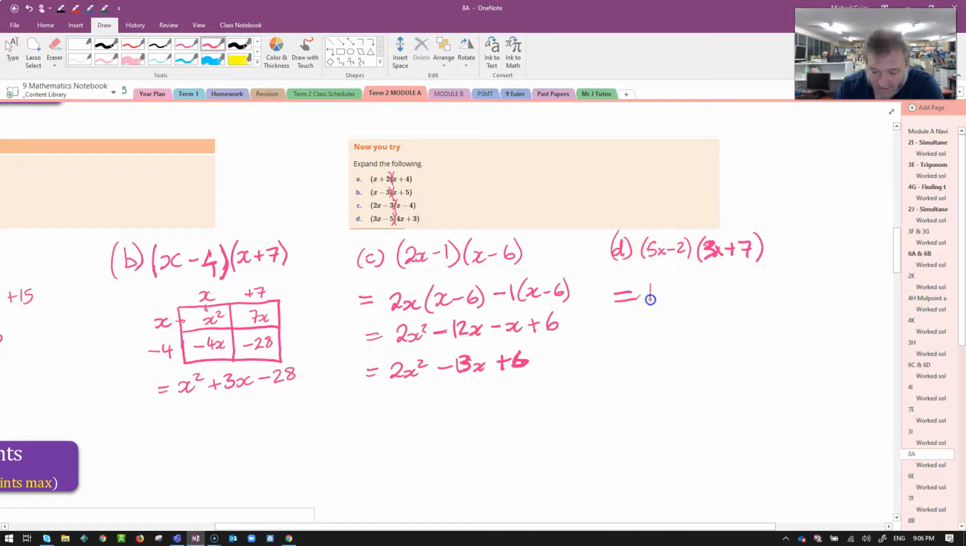5x by 3x. 3 5s are 15, and x times x, x squared. 5x by 7, that's 35x. Negative 2 by 3x, negative 6x. Negative 2 by 7, negative 14. Collect my like terms. 15x squared plus 29x minus 14.